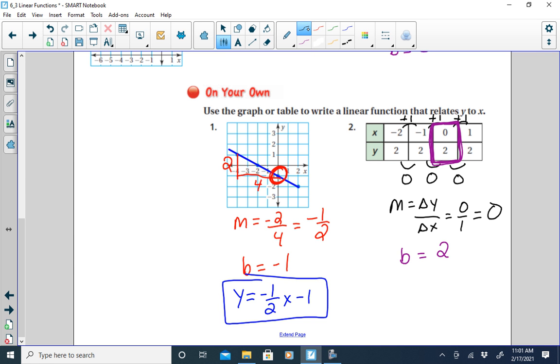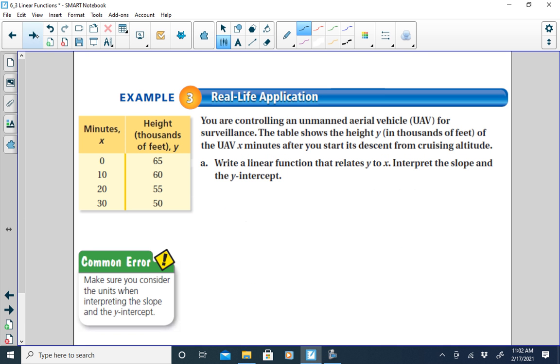So once again, we have all the information we need. Our slope is 0 times x plus 2. 0 times x is 0, so y is equal to 2 is the equation of the line in y is equal to mx plus b form. It is the equation that relates y to x. We continue.